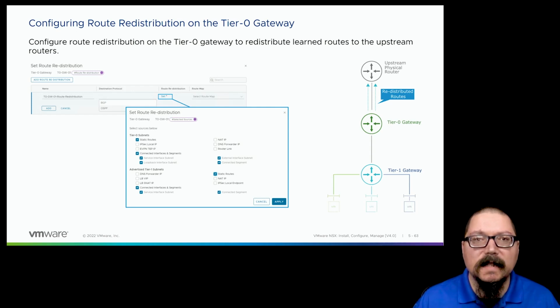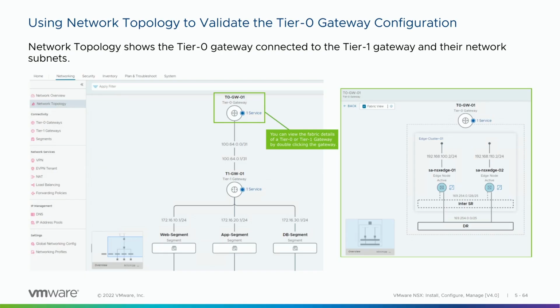So route advertisement is configuring what we're going to tell the tier 0 gateway about the tier 1 gateways. And then route redistribution is what we're going to tell the tier 0 gateways to redistribute into our routing protocol so that the physical network knows about those prefixes and how to get there. Again, once we have this stuff configured, we can look in the network topology in the networking UI, and we can now see that our segments are attached to a tier 1 gateway, and the tier 1 gateway in turn is attached to a tier 0 gateway.